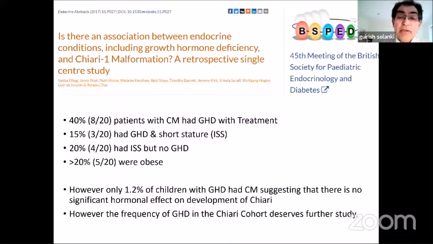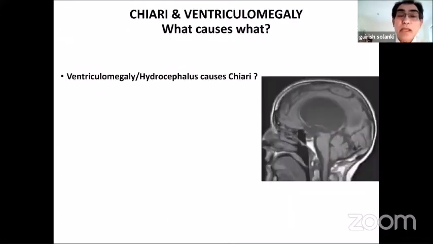But if we flipped it around and looked at children with growth hormone deficiency and how many of those children had Chiari malformations, only 1.2% of the children had Chiari malformation, suggesting that it's not the growth hormone deficiency that's driving Chiari malformations, but the other way around. So that definitely deserves a greater study. And it's not just growth hormone deficiency, although we highlighted that here, but thyroid deficiency and a number of other hormones as well. So when we look at ventriculomegaly, then again, what happens first?